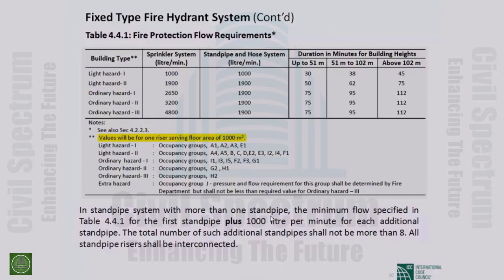But there is a limit. If it is more than 8, do not add anything. So maximum you will add up to 8 standpipes. Roughly, if you have a floor area of about 1 lakh square feet or more, you may need around 8 extra standpipes. So this is a rough calculation of the water tank size.